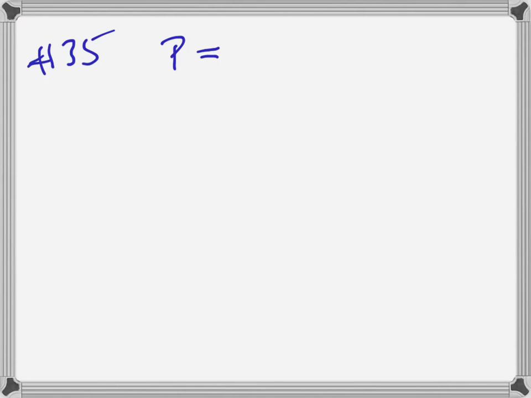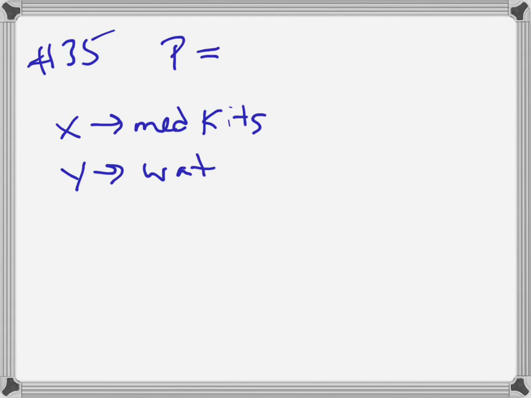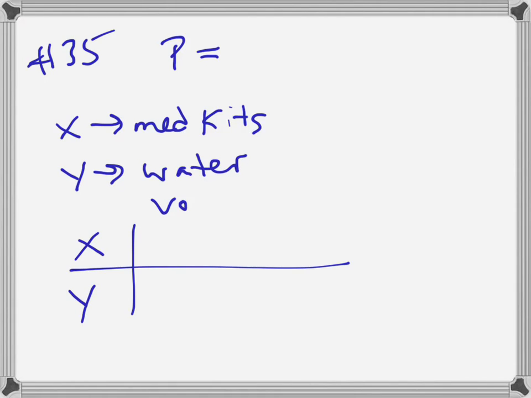Your variables here, we're finding how many medical kits and water containers should be sent. All right, and then the constraints happen to be on volume and pounds that a plane can carry. All right, so we would want to set up a chart again. All right, we've got med kits and water, and then we have the volume of each of those, and then also the weight.